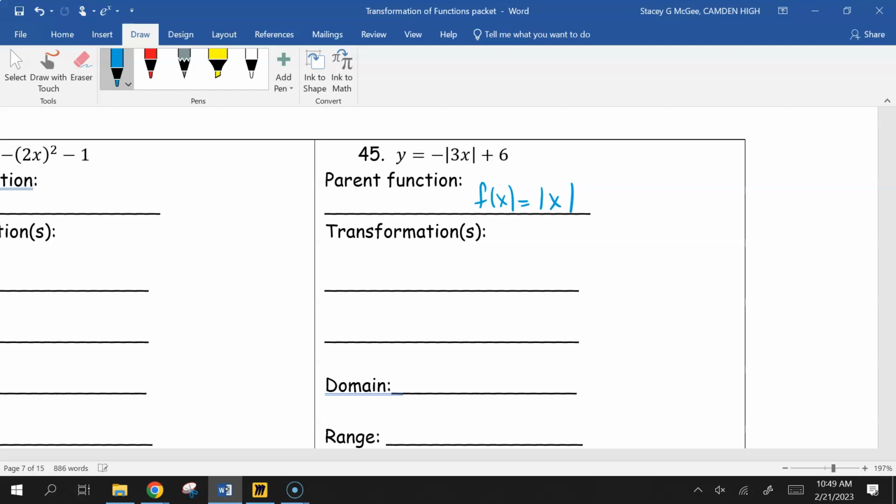Perfect. Tell me the transformations that are occurring here. I heard reflection over X. I heard up 6. What else? Okay, we can do horizontal or vertical. The only time we're only going to do vertical is whenever we're writing the equation given a graph. But these, we can describe them as horizontal or vertical. Horizontal shrink of what? 1/3. That's exactly right.